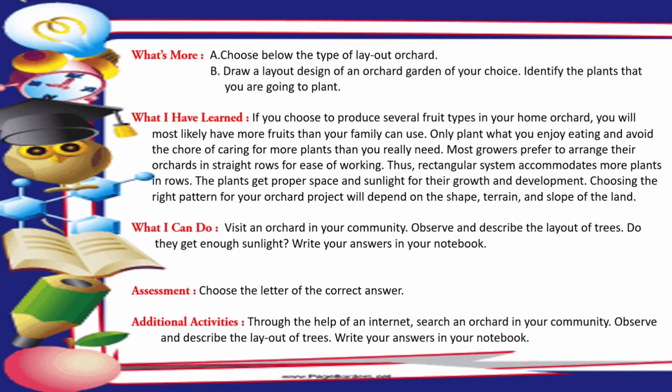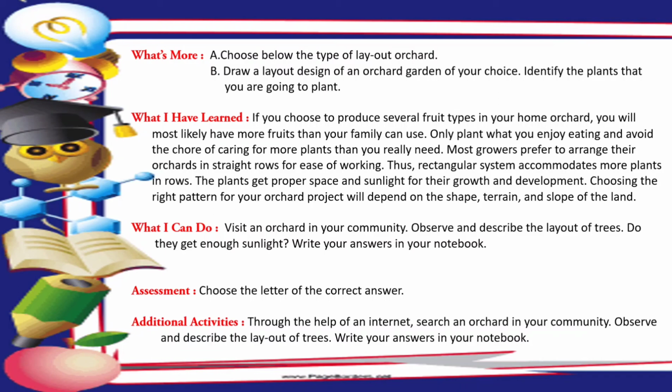Most growers prefer to arrange their orchard in straight rows for ease of working. This rectangular system accommodates more plants in rows. The plants get proper space and sunlight for their growth and development. Choosing the right pattern for your orchard project will depend on the shape, terrain, and slope of the land.